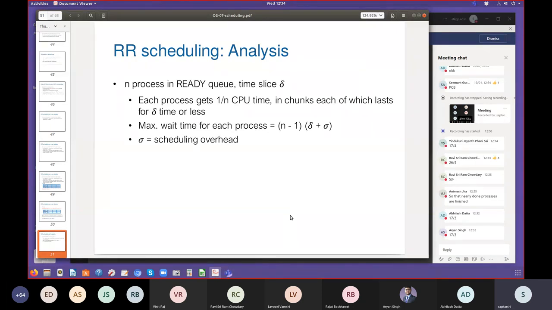Every time one process is removed from the CPU, the kernel has to run. First the scheduler has to decide which is the new process to run, it has to save the context of the old process, and then the dispatcher will load the context of the new process. All this takes a bit of time. That is sigma, the scheduling overhead. So the maximum waiting time for each process is equal to (n minus 1) multiplied by delta plus sigma.